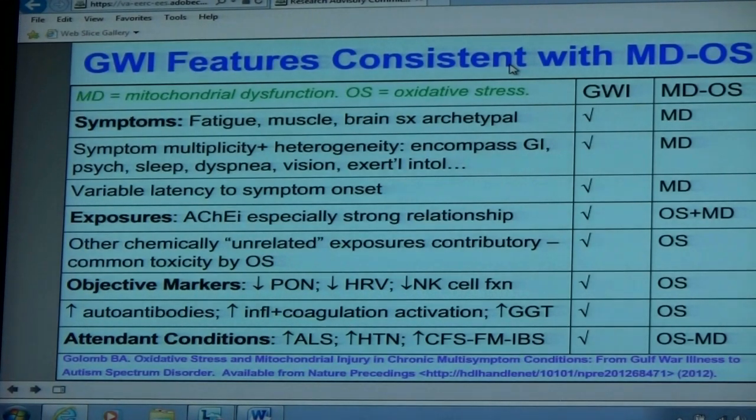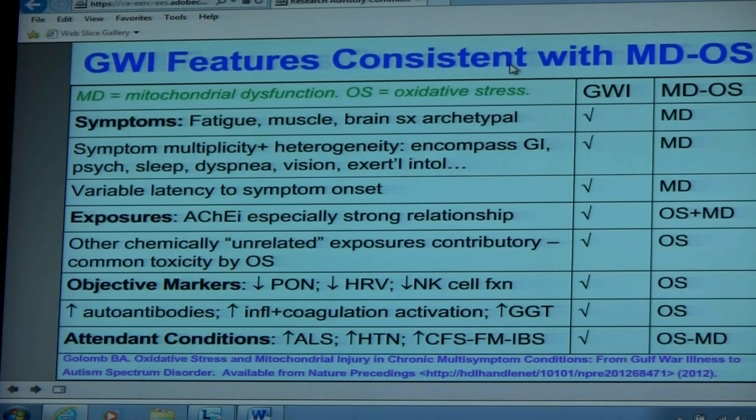Yep. A number of Gulf War illness features are consistent with a hypothesis involving mitochondrial dysfunction and oxidative stress. Symptoms with a focus on fatigue, muscle, and brain are archetypal for mitochondrial dysfunction. So is symptom multiplicity and heterogeneity, encompassing GI, psychiatric, sleep, shortness of breath, vision, exercise intolerance, autonomic dysfunction, and the range of other problems reported in Gulf War illness. MD, by the way, stands for mitochondrial dysfunction, and OS for oxidative stress.